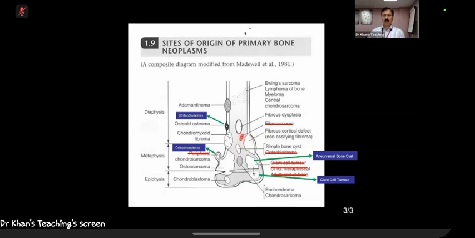It's not for you. Nobody is going to ask you this in FRCR exam. Fibrous dysplasia, maybe metadiaphyseal. Look at this lesion here, chondromyxoid fibroma. This is not a very important 2B tumor.